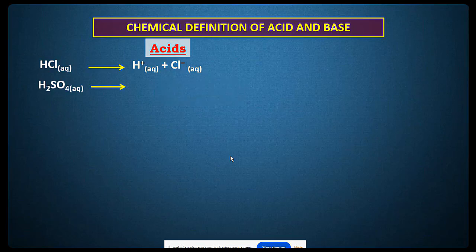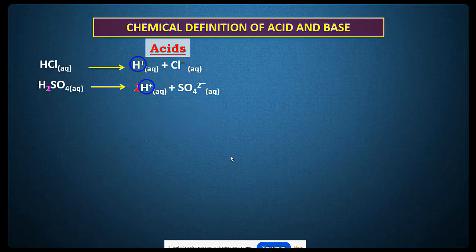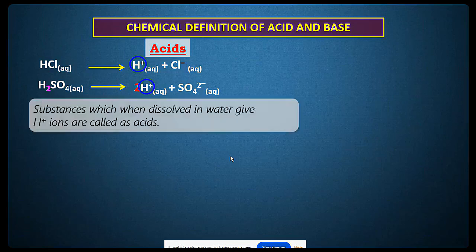H2SO4 separates into two H plus and SO4 minus 2, because two hydrogens are there, so two H plus. The valency of the sulfate ion is 2, that's why the power is minus 2. If you observe here, H plus ions are present in HCl and H2SO4. The substance which, when dissolved in water, gives H plus ions is called acidic in nature. Okay? Whenever any substance is dissolved in water and gives H plus ions, it means it is acidic in nature.